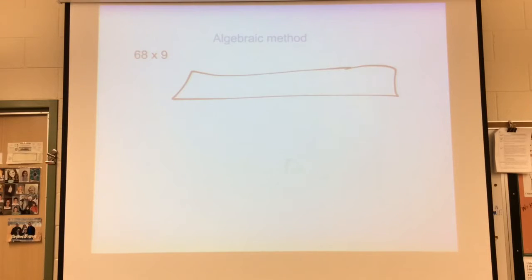Another way we can use the area model is to try the algebraic method, which looks like this. We still draw the box, and we still split the 68 into 60 and 8. But what's different is how we write the equation. We're going to break apart that 68, or decompose it, into its parts of 60 and 8, just like we do with the expanded form.